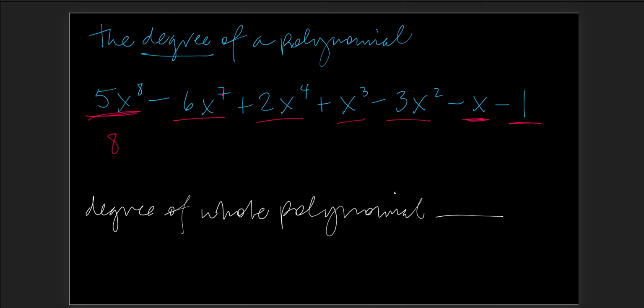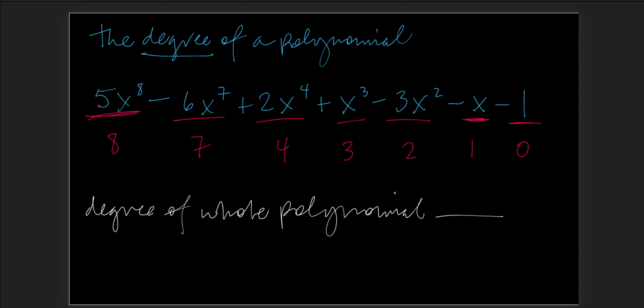The degree of negative 6x to the 7th is 7. You see that? The degree of this term is 4 because the exponent is 4. The degree of this term is 3. The degree of this term is 2. Do you know what the degree of this term would be? There's really a 1 right here that we don't write. It's just shorthand to not write it. So the degree of that term is 1. And the degree of any number is 0.